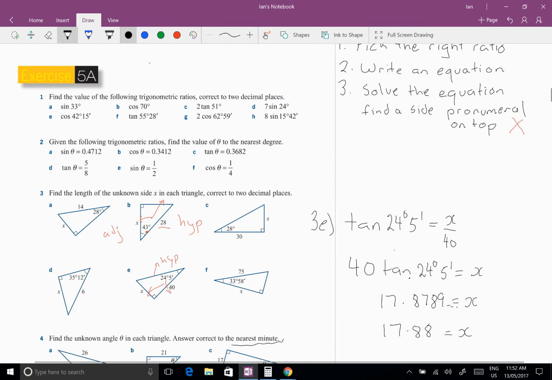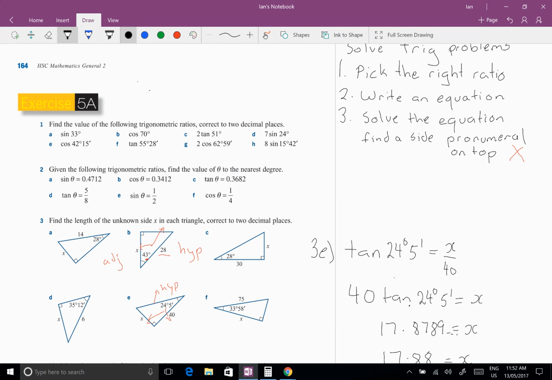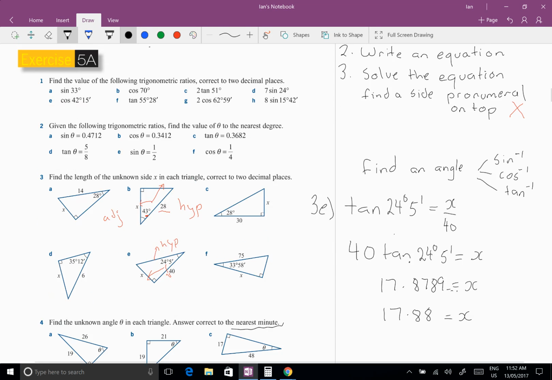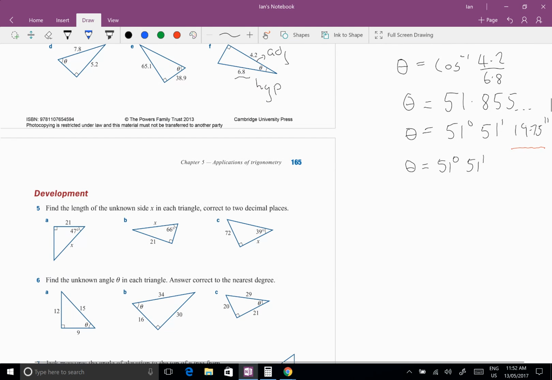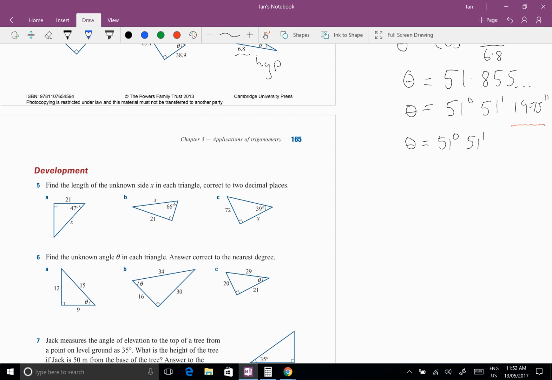So let's go back here to our notes. I'm going to leave a bit of a gap there because I want to keep the sides together. To find an angle, you just use inverse sine, inverse cos, or inverse tan. That's really easy. Let's have a look at 5. So 5 is a little bit more difficult. And I asked you to do 5C. So I'm going to do 5A.